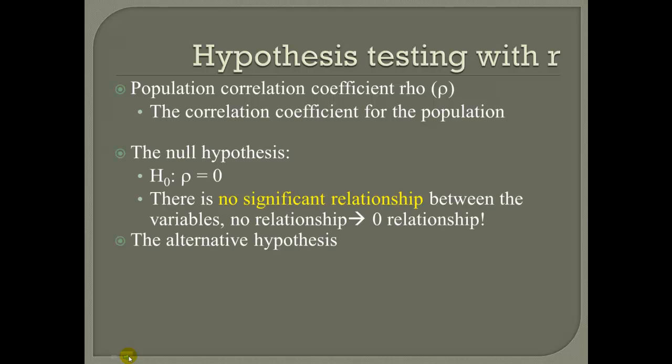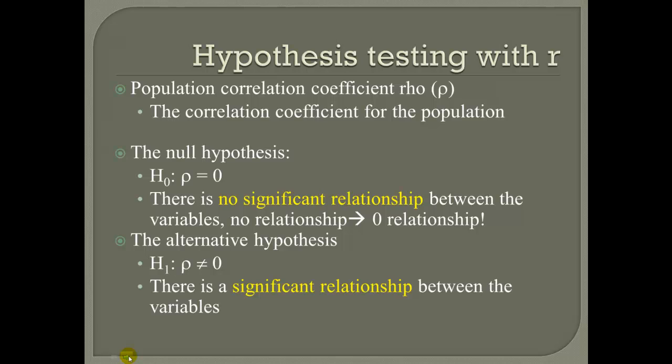And so our first thing, as always, would be to provide our null and research hypotheses. First we'd have to calculate r, but then we'd get our null and research hypotheses. Your null would basically be there's no significant relationship between the variables, and that's the key here, no significant relationship. And the alternative hypothesis is there is a statistically significant relationship between the variables.